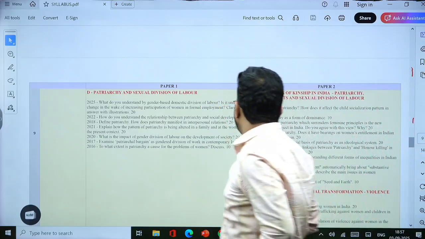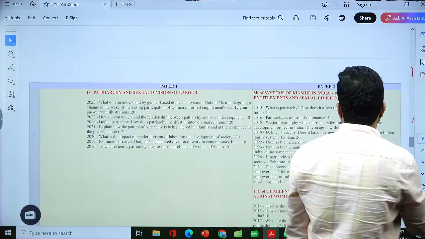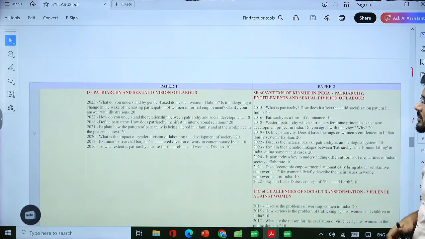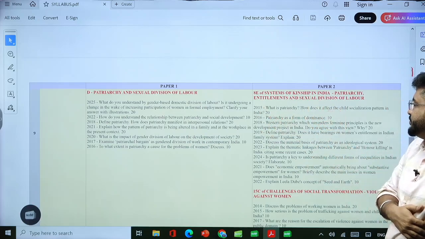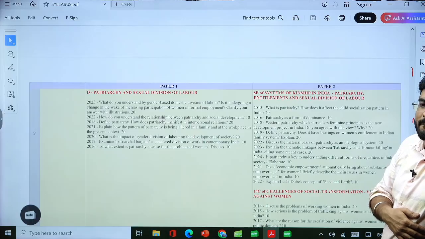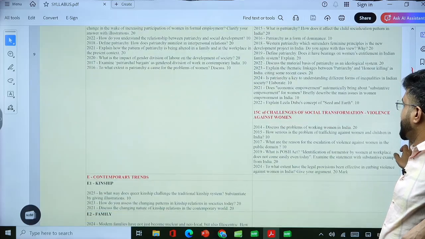patriarchy and sexual division of labor. Similar points we have in chapter 8 in paper 2, patriarchy, enlightenments and sexual division of labor. When you analyze the PYQs, you will be getting the same PYQs here also. Done. So this is how you have to integrate these parts.